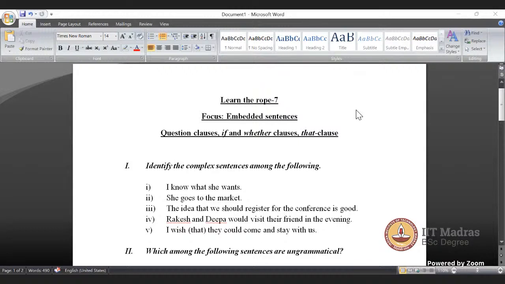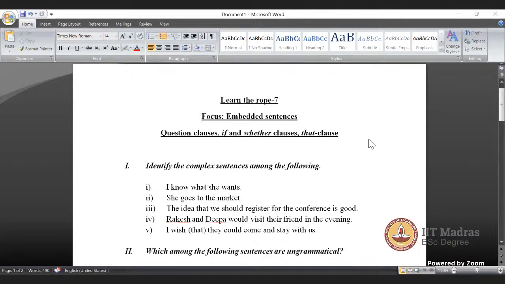So look at a sentence like this: I am going to the market and my friend is going to the college. Is this a complex sentence? This has more than one clause, right? Yes, ma'am. Yeah, right, Krishna.